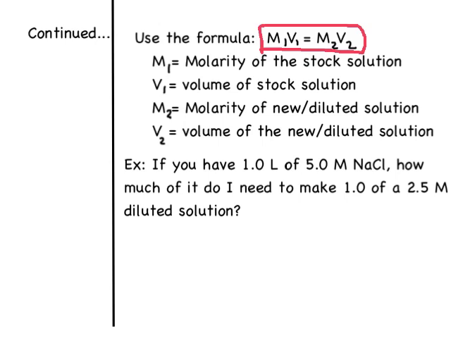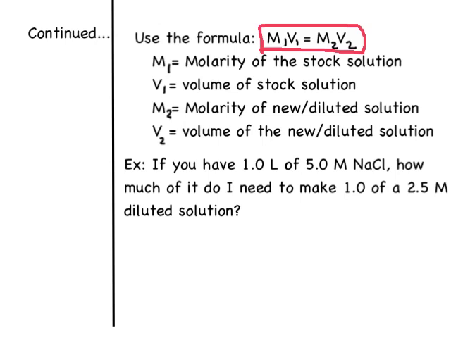V1 is how much volume of that stock solution is needed to make the new solution. M2 is the molarity of your new or diluted solution, so you have to know what molarity you want to make. And then V2 is how much you want to make of it. It's got to be the volume of the new diluted solution.